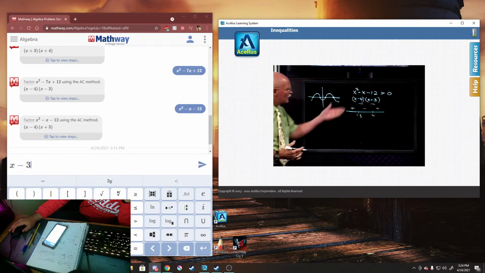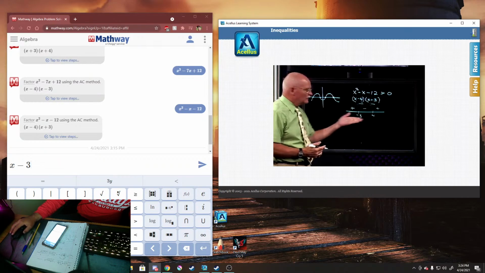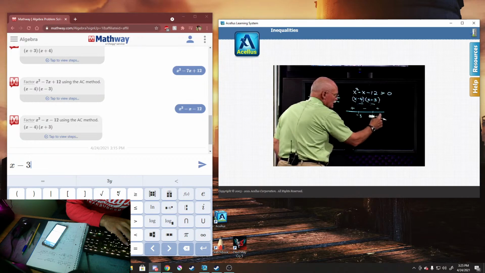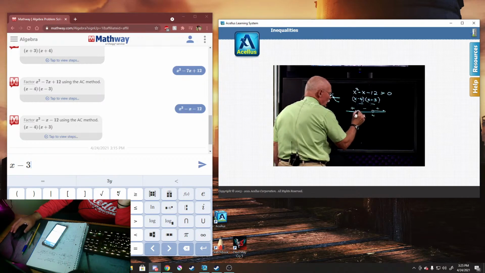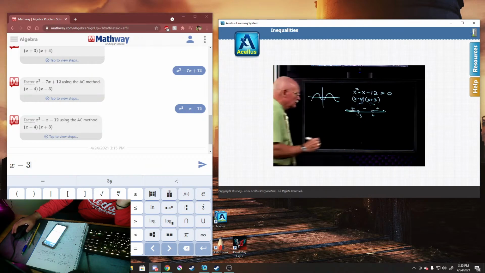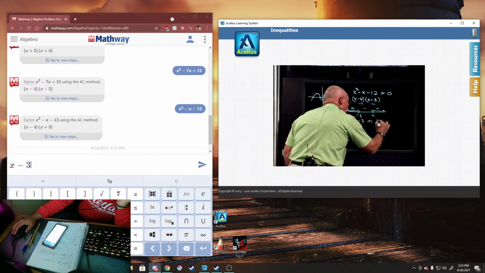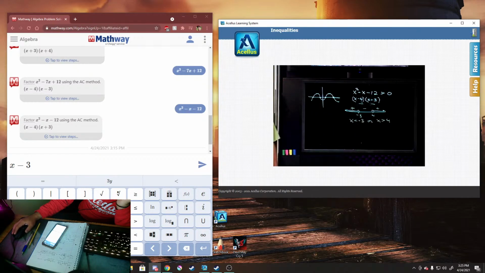So what was the question? The question is, when is this polynomial greater than 0? This number line tells me my answer now. All of these numbers make it greater than 0, so that's part of our solution. And then all of these numbers make it greater than 0, so there's the rest of our solution. X is either less than negative 3, or x is greater than positive 4. That's the solution to that polynomial inequality.